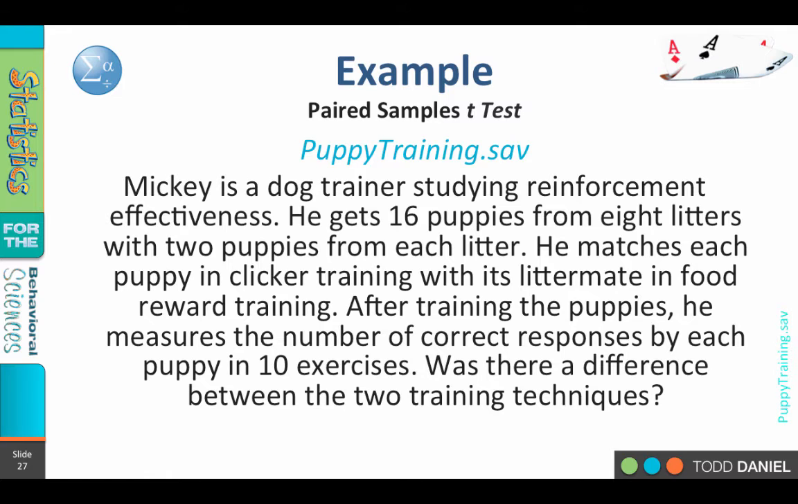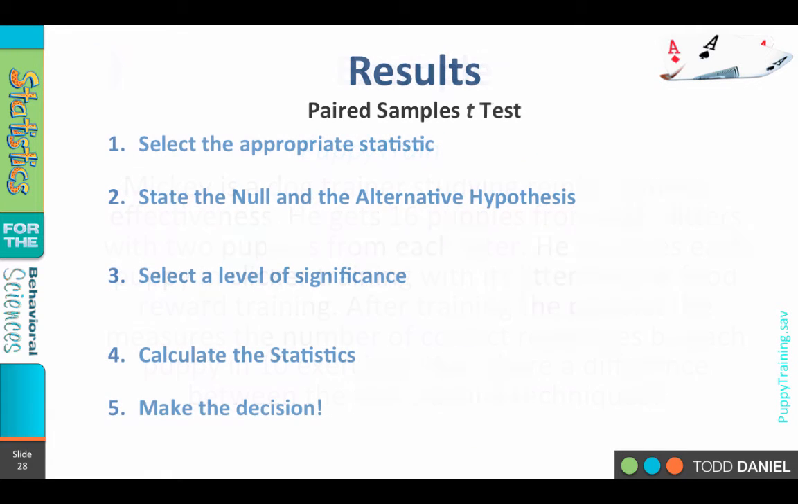Mickey is a dog trainer studying reinforcement effectiveness. He gets 16 puppies from 8 litters with 2 puppies from each litter. He matches each puppy in clicker training with its litter mate in food reward training. After the training, he measures the number of correct responses by each puppy in 10 exercises. Was there a difference between the two training techniques?